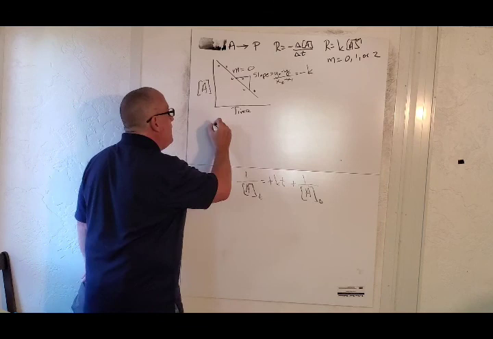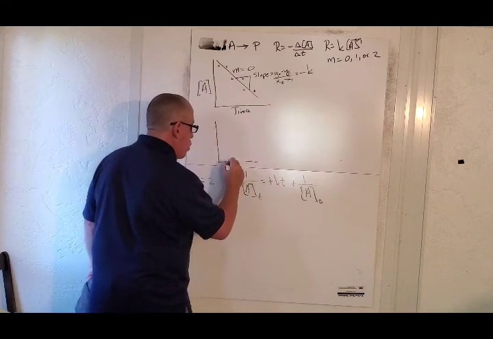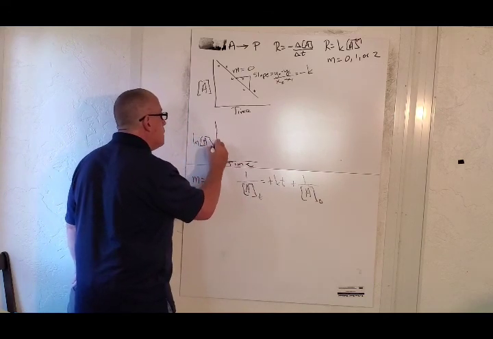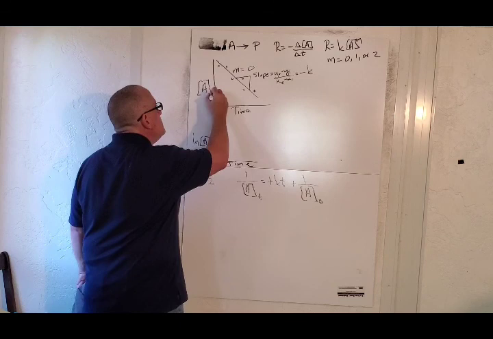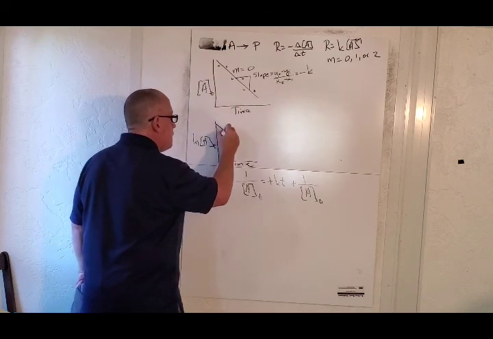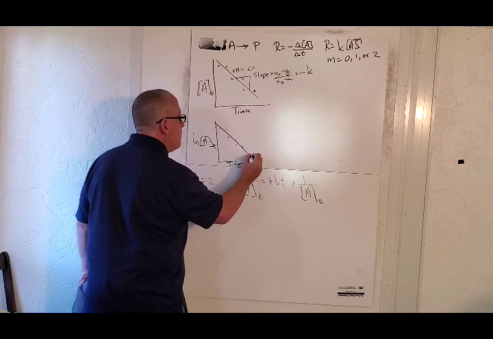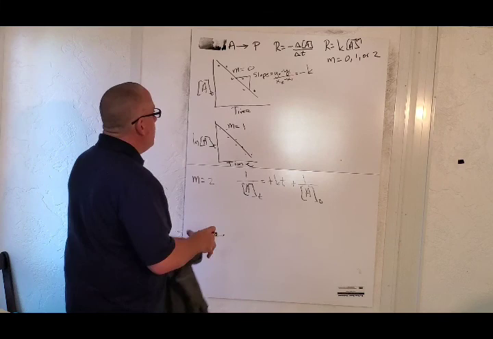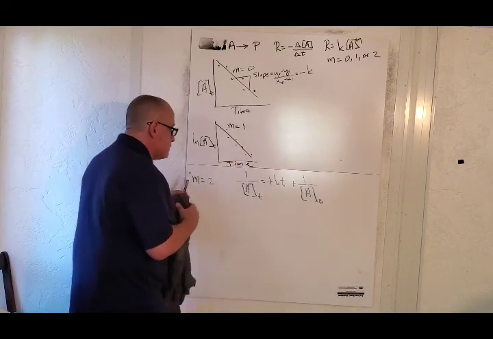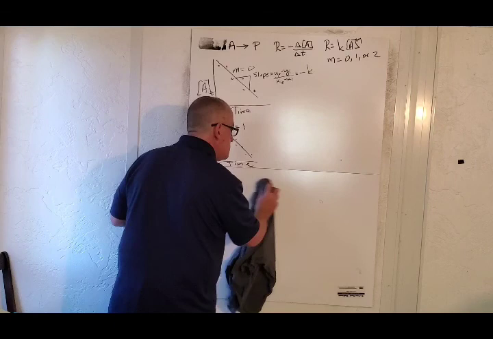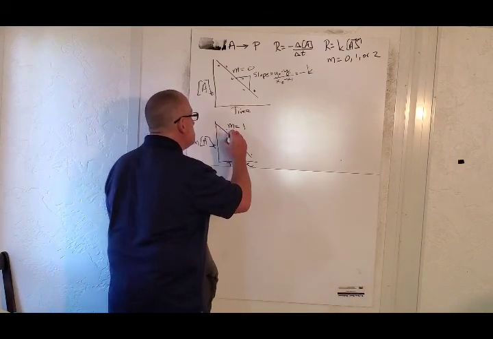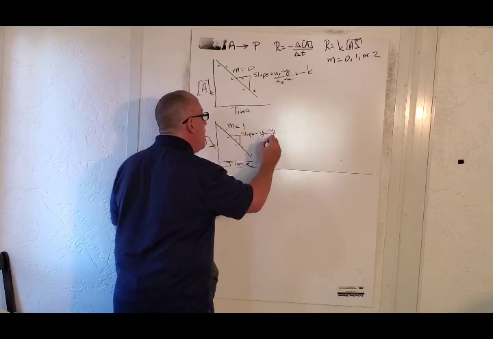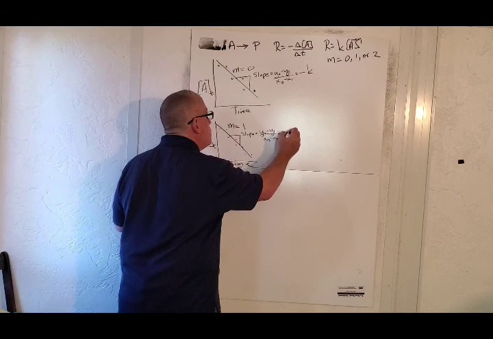If it happened to be first order, and I made a plot of the natural log of the concentration versus time, I would get a straight line. Natural log, if M is equal to 1, I would get a straight line going down. And the slope, y2 minus y1 over x2 minus x1, is equal to minus K.